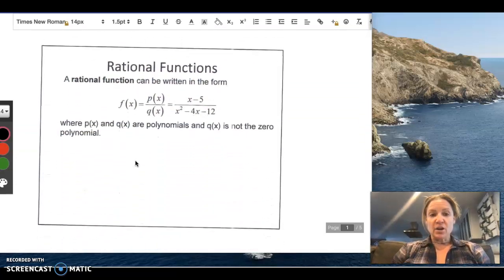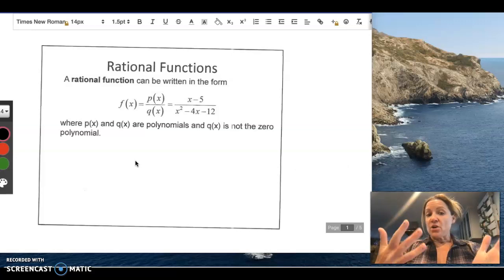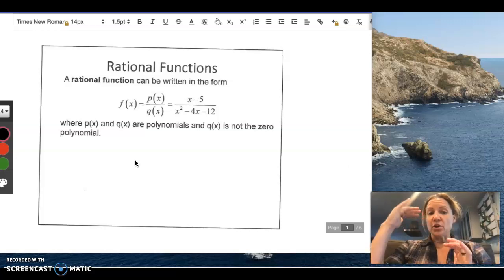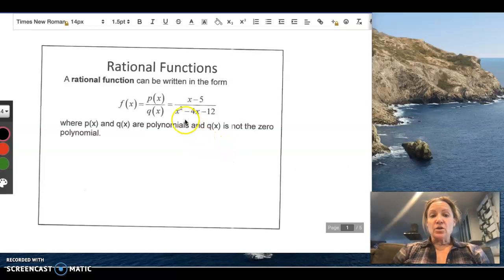All right, so today we're going to be talking about rational functions. A rational function can be written in the form a function f of x, where your numerator is your p of x and your denominator is your q of x. And the q of x cannot be 0 because you can't have a 0 in the denominator.